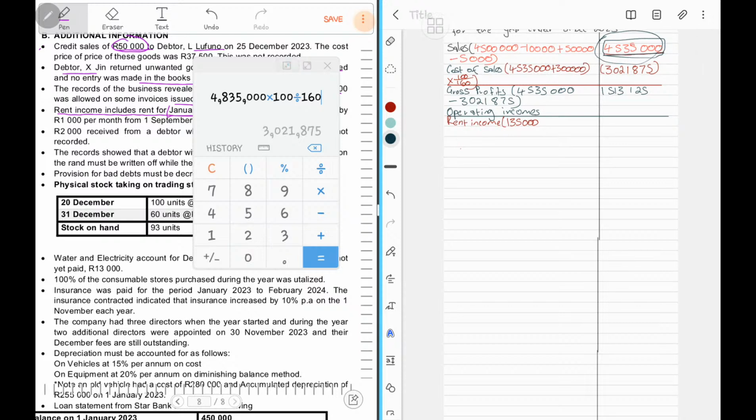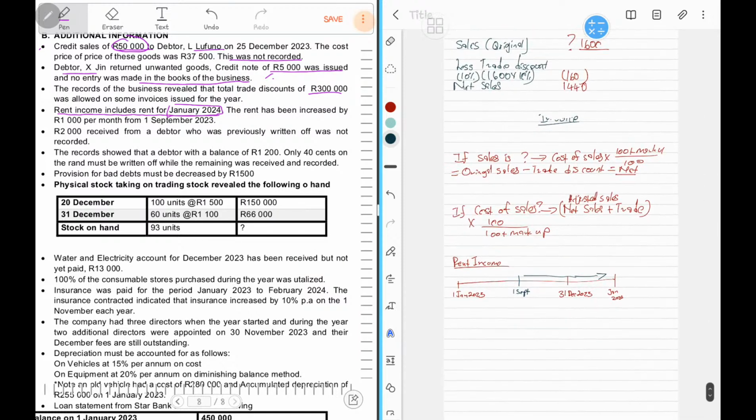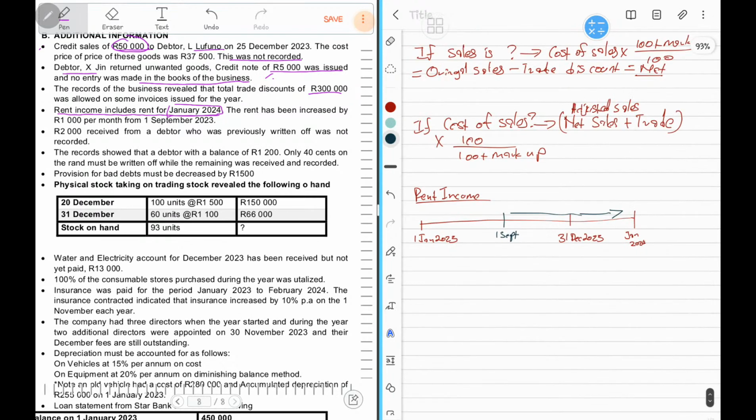Okay, then let's see. We're on the rent. I was explaining the rent part. So in terms of the rent, it means that from the 1st September up until January 2024, rent has been up by 1,000 per month. I see where I went wrong. So we're going to say September up until January: September, October, November, December, and January. So how many months? 1, 2, 3, 4, 5. So we're going to say 1,000 multiplied by 5. Then that gives us 5,000.